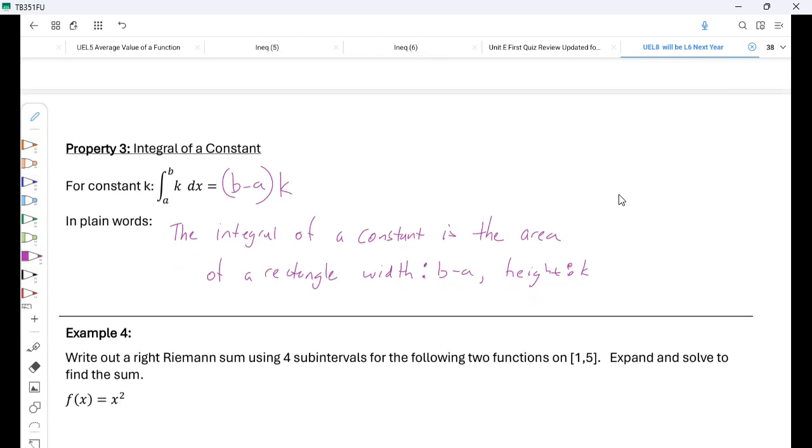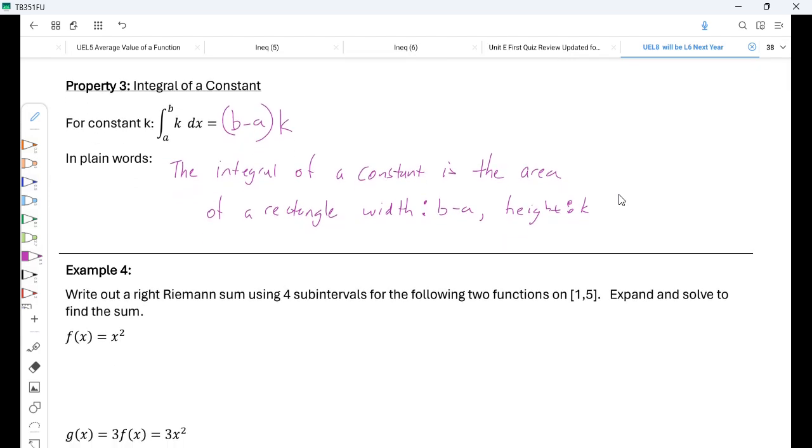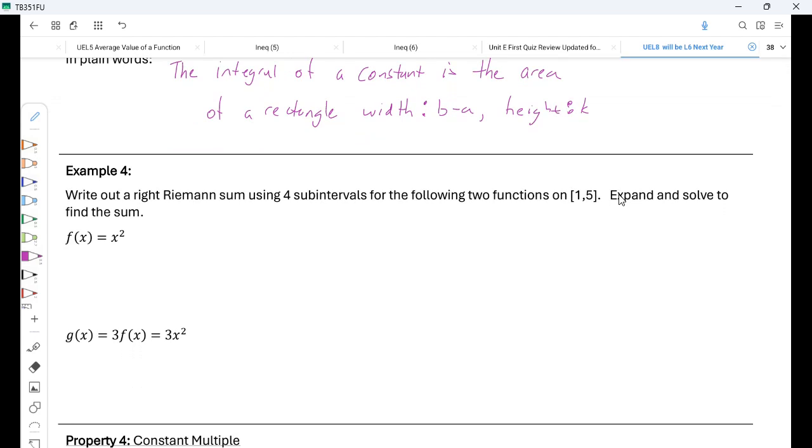Cool. All right. Write out a Riemann sum using 4 subintervals on 1 to 5 while I pick up the phone.